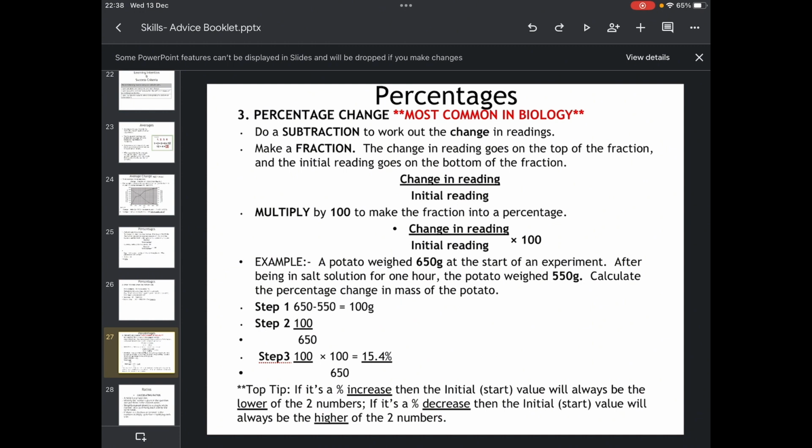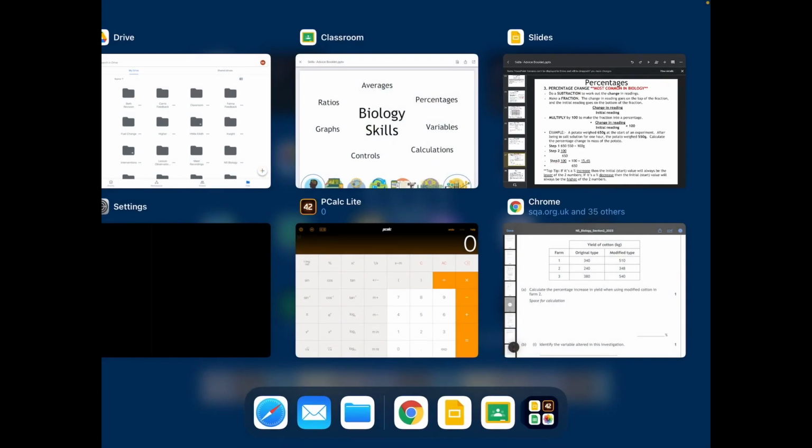The explanation on the screen there with a reworked example, you can look at that at your leisure again when you're on the Google Classroom. But basically the formula is change in reading over initial. Initial just means the start, the reading at the start, and we times it by 100. So we're going to apply that formula to this particular question. So remember that formula, change over initial, or change over start if you prefer, and we're going to times that by 100.